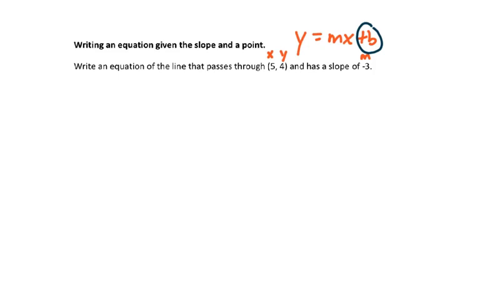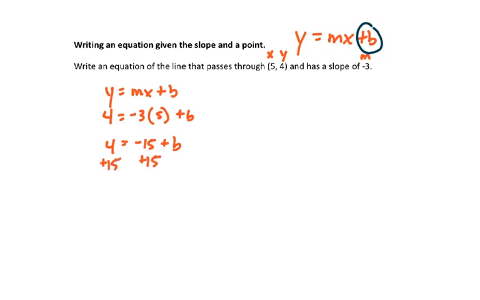So we are going to plug everything into y equals mx plus b. Instead of y, we're going to put 4. Instead of x, we're going to put 5. Whoops, I got ahead of myself. Instead of m, we're going to put -3. Instead of x, we're going to put 5. And then plus b. This one's going to be a little goofy looking. So we've got the -15 plus b. We're going to add 15. And we got 19 equals b.